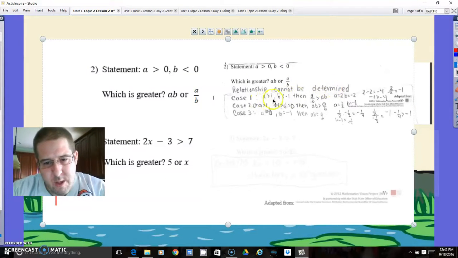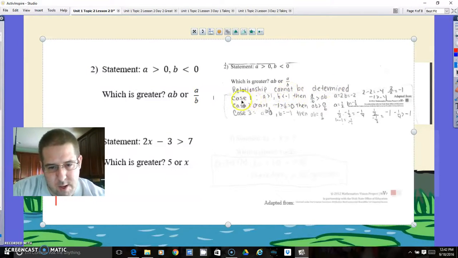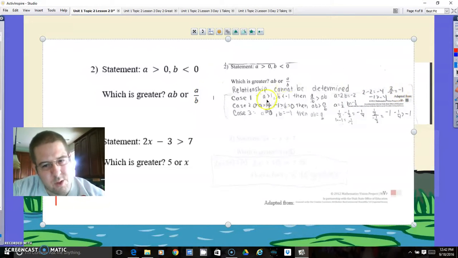It's not possible. So depending on what you give it, so here's the case. So if you make a 2 and b negative 2, you plug those two numbers in. So multiplication gives you negative 4, but division would give you negative 1, a greater number. So as you can clearly see, it goes through case by case. Case 2 determines whether or not it could be greater or not.